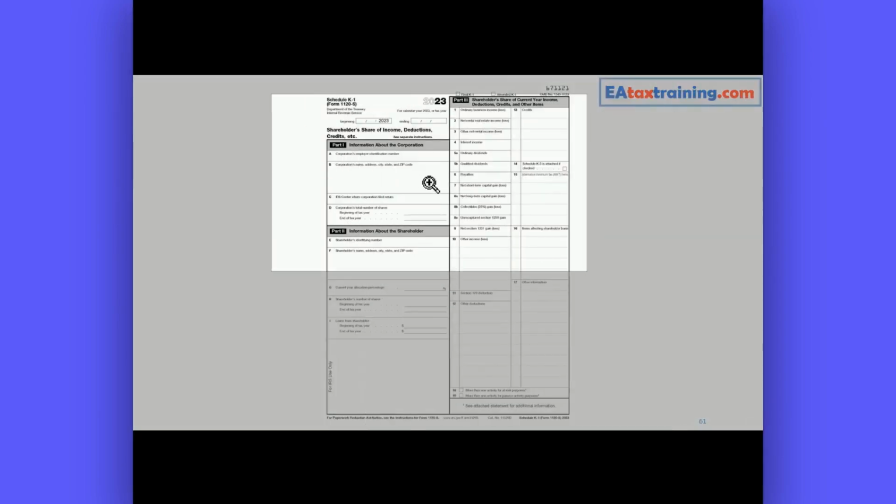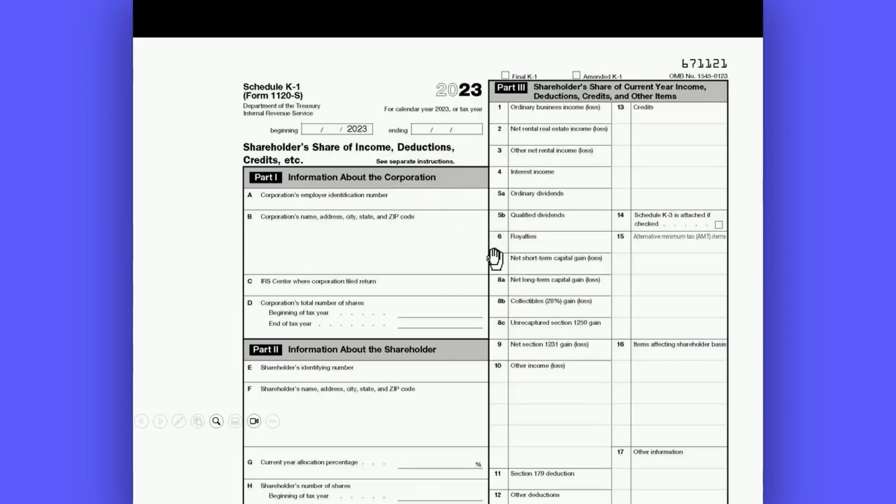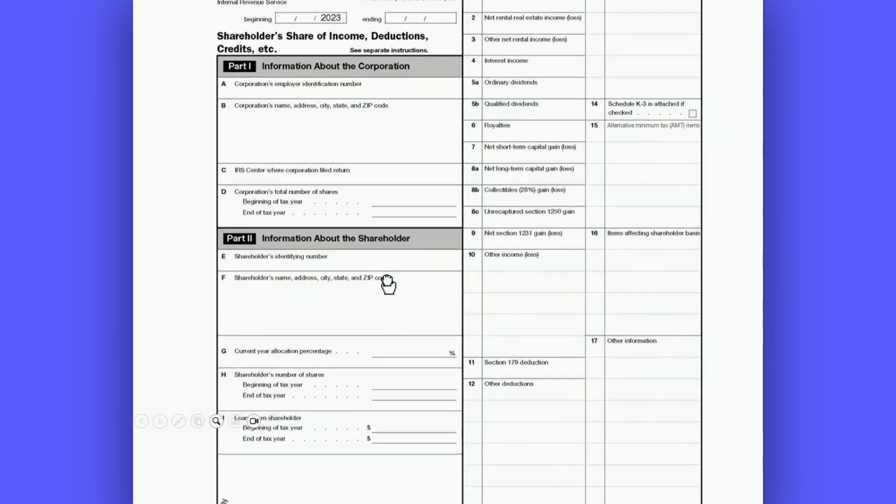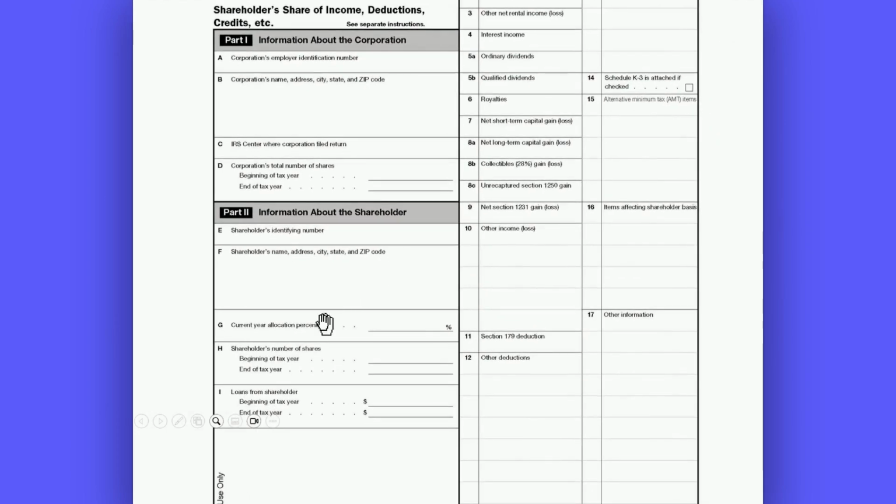This is what the Schedule K1 looks like. Again, looks very similar to the partnership K1. Starts with the corporation's name and information, then gives the shareholder's name and information. Then it does show their current year allocation percentage.